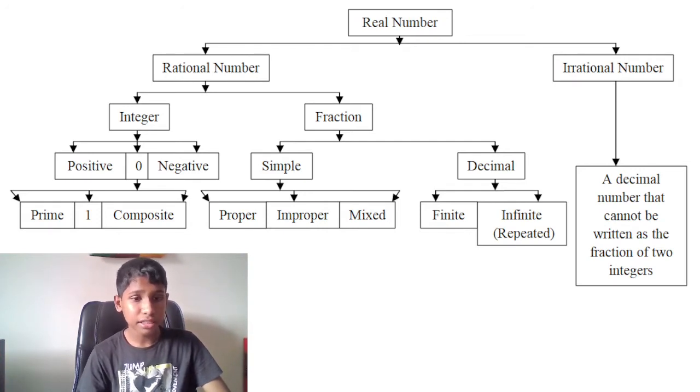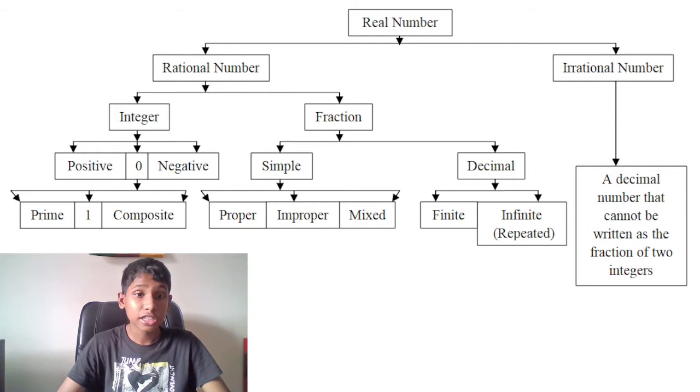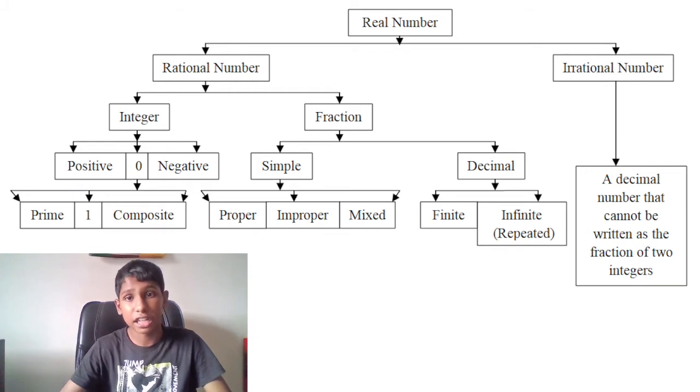And irrational numbers are basically numbers which are not rational, but if we want to know the exact meaning, then irrational numbers are decimal numbers which cannot be written as a fraction of two different integers. So it cannot be written as a fraction of two integers. That's the main thing for a number being irrational.